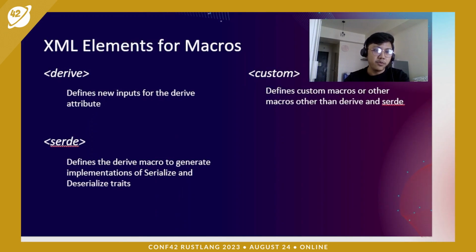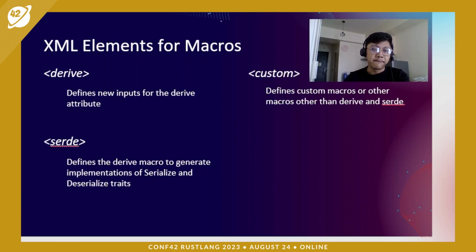Next slide, we have XML elements for our macros. There are currently 3 XML elements for macros.